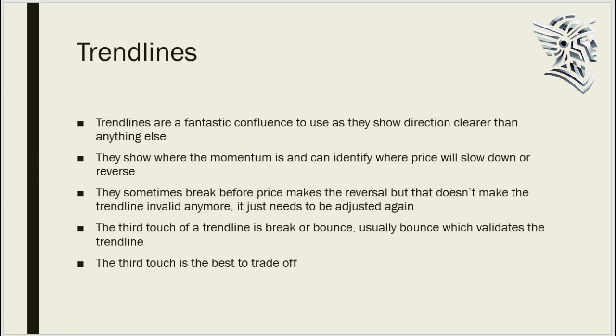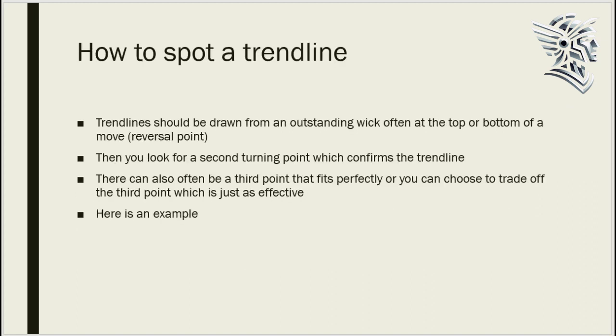Usually it does bounce. I believe it was 80% of the time. And when it does bounce on the third touch, it validates the trend line. So it's best to trade off the third touch. So how do you spot a trend line? Well, trend lines should just be drawn from an outstanding wick, often at the top or bottom of a move. And then you look for a second turning point, which confirms the trend line. There can also often be a third point that fits perfectly, or you can choose to trade off that.